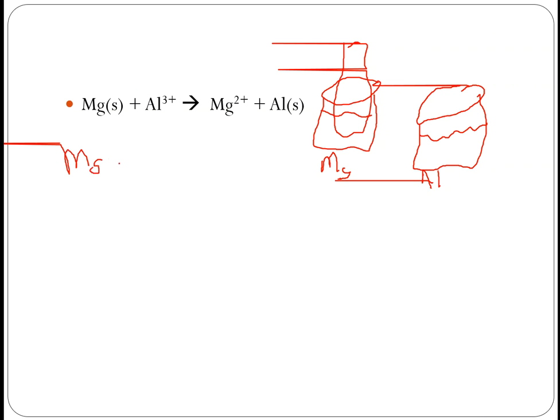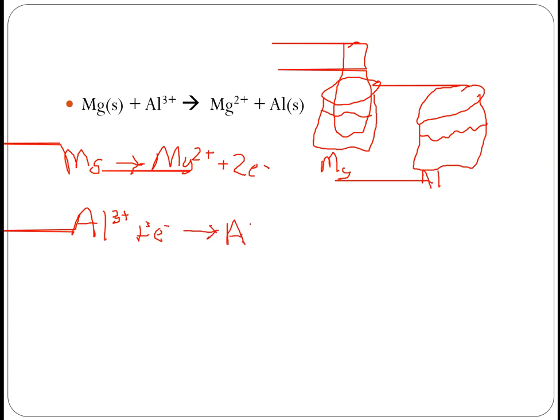The magnesium is getting oxidized. It's going to Mg2+ plus 2e-. And the aluminum ions are getting reduced: Al3+ plus 3e- goes to aluminum. Okay, so notice our electron gain or loss is not equal here. We're losing 2 electrons and we're gaining 3. So we would need to balance them.